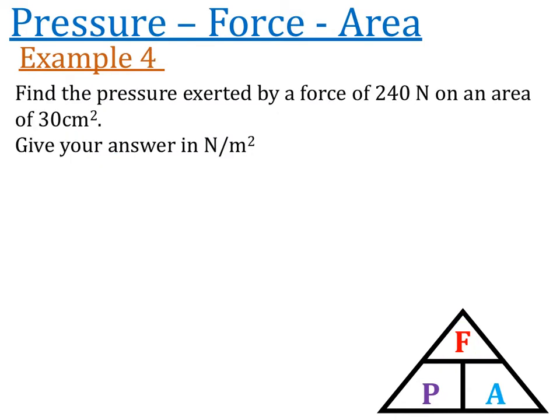Example 4. Find the pressure exerted by a force of 240 newtons on an area of 30 centimeters squared. Give your answer in newtons per meter squared. Oh dear. So we've got centimeters squared here, and we've got meters squared over here. I think the first thing we should do is actually convert the 30 centimeters squared into meters squared. I think that's definitely going to be the easiest thing.